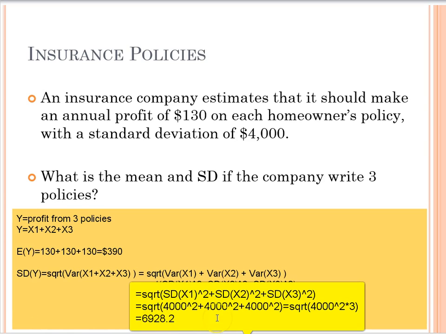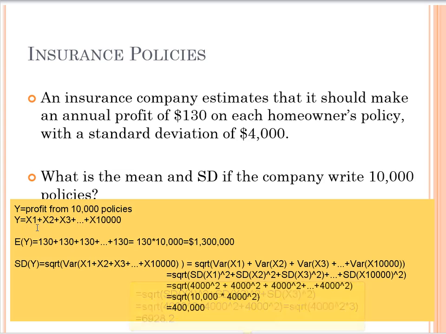6,928. Now, what we want to do is use this same formula and same concepts, but apply it to 10,000 policies. When we apply these same formulas to 10,000 policies, what we're doing is summing up 10,000 individual random variables. So for the expectation of that profit from 10,000 variables, we're going to sum up the expectation of those 10,000 policies. So that's going to be 130, 10,000 times, and that's going to give us an expected profit of $1.3 million.